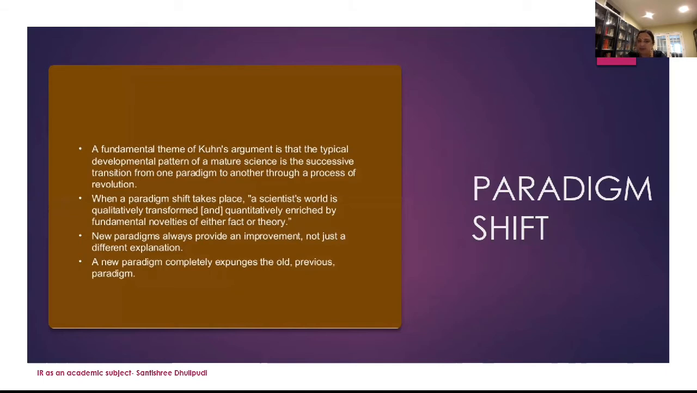When a paradigm shift takes place, a scientist's world is qualitatively transformed and quantitatively enriched by fundamental novelties of either fact or theory. New paradigms always provide an improvement, not just a different explanation. A new paradigm completely expunges the old previous paradigm.